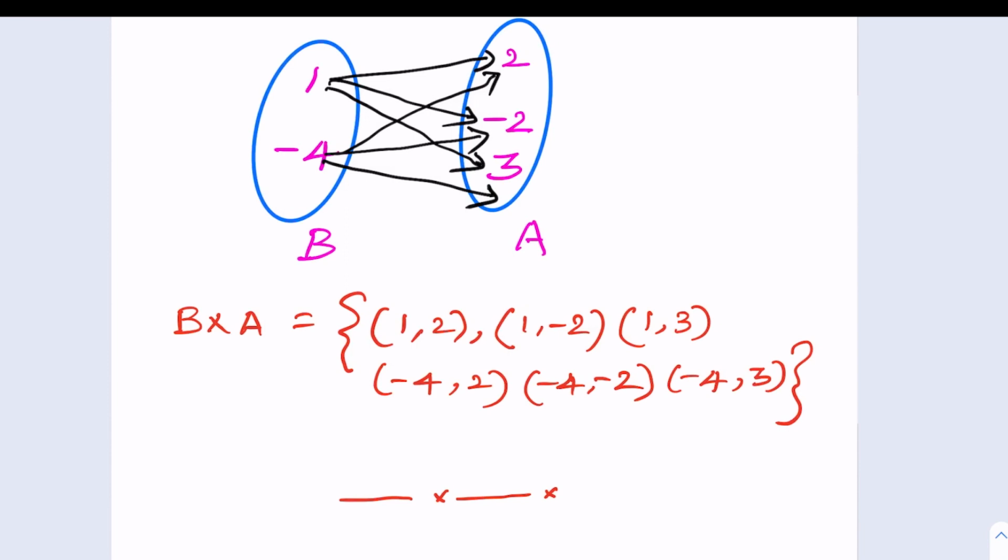So now let us take 1 and associate it with 2, minus 2 and 3 of the set A, and take minus 4 of B and associate it with the elements 2, minus 2 and 3 of the set A. So we arrive at 6 ordered pairs (1, 2), (1, minus 2), (1, 3), (minus 4, 2), (minus 4, minus 2) and (minus 4, 3). So B cross A is the set of all these ordered pairs.